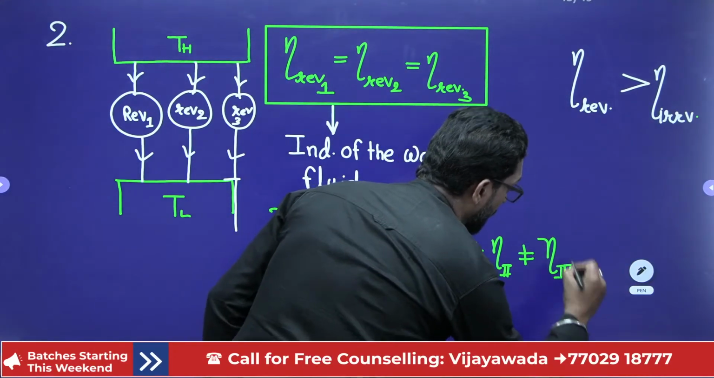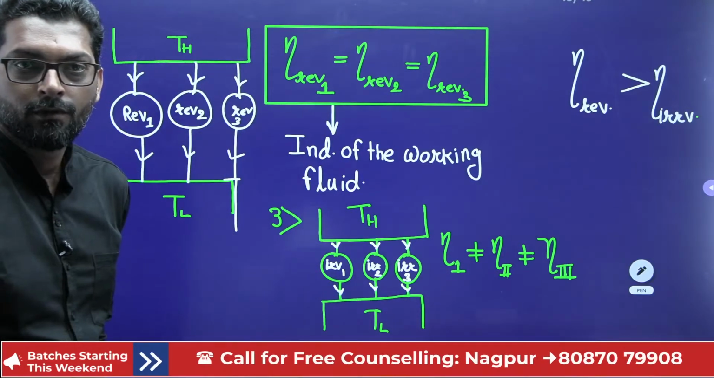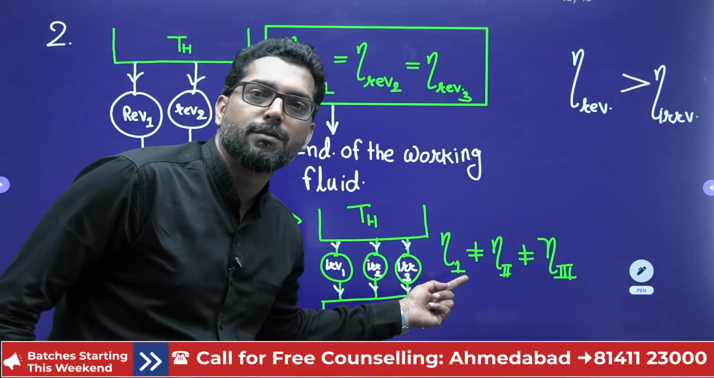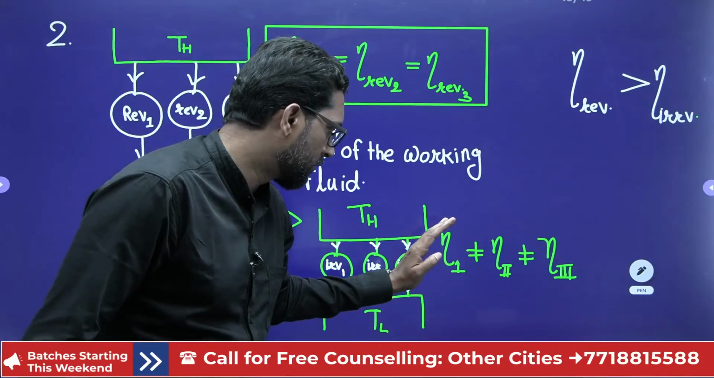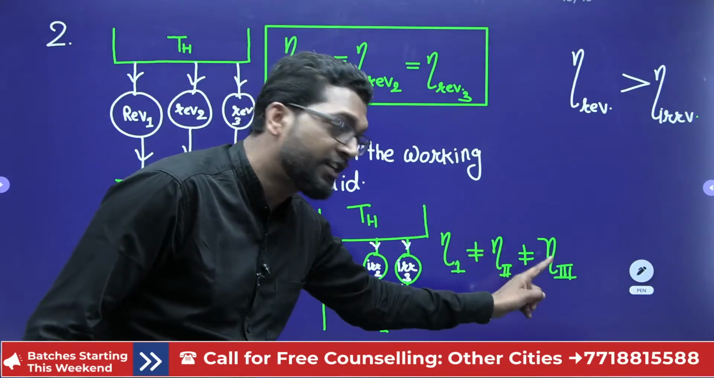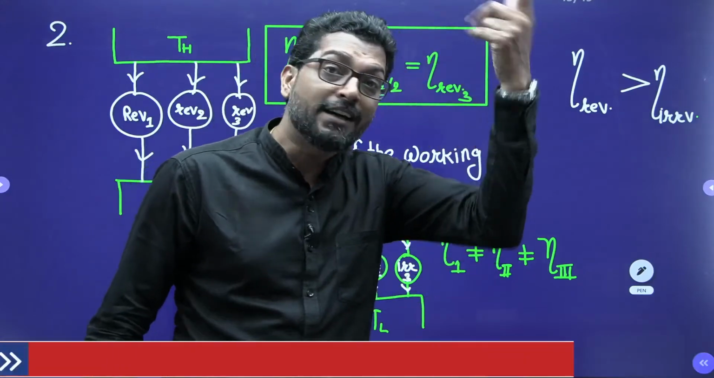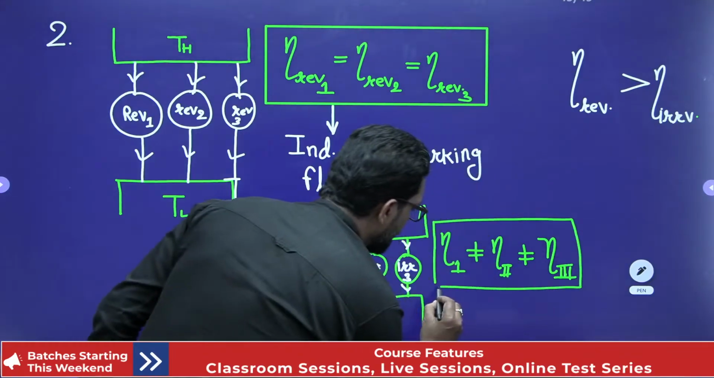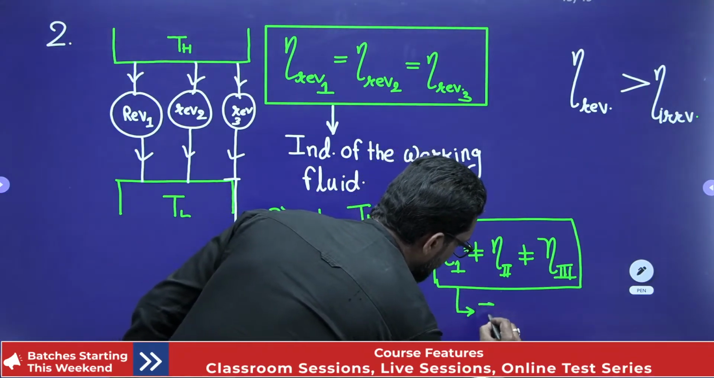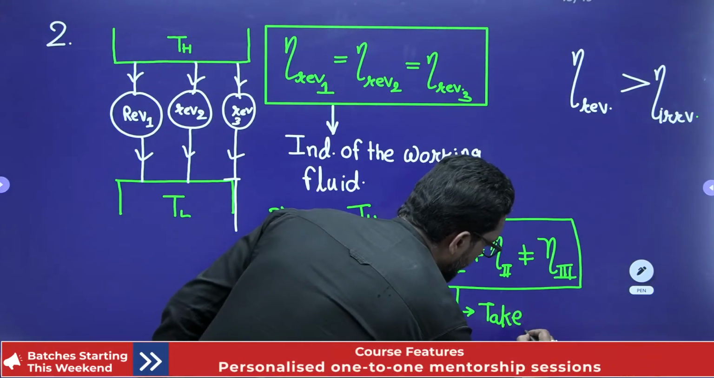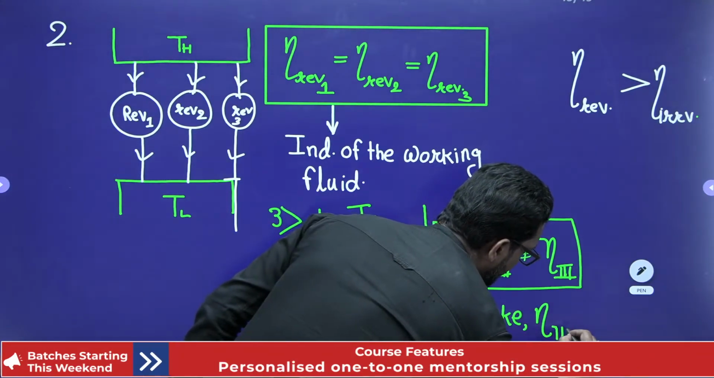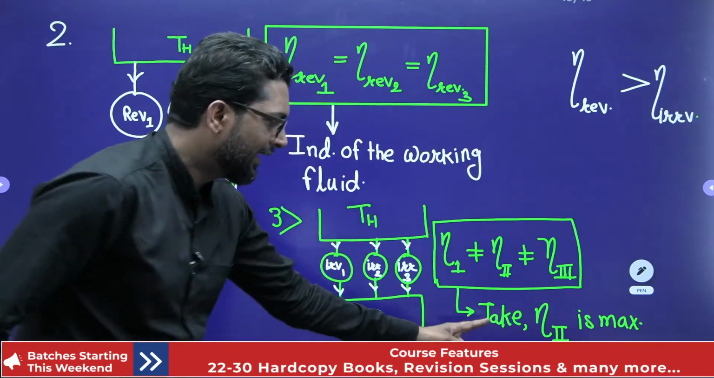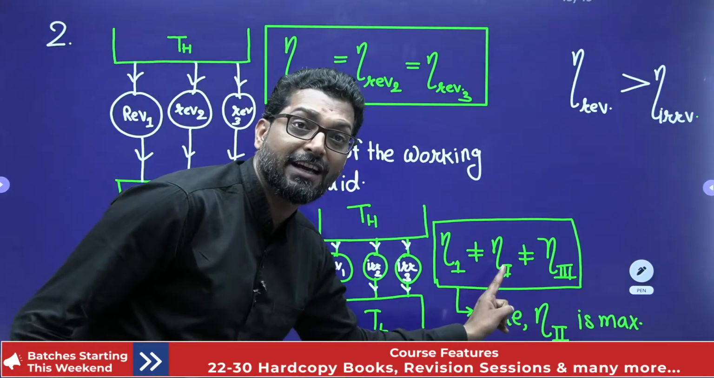This is very important. What does that mean? That means one efficiency must be the maximum. If x is not equal to y, and y is not equal to z, then among those quantities there must be one that is maximum. So in this condition, let's take the efficiency of the second as maximum.